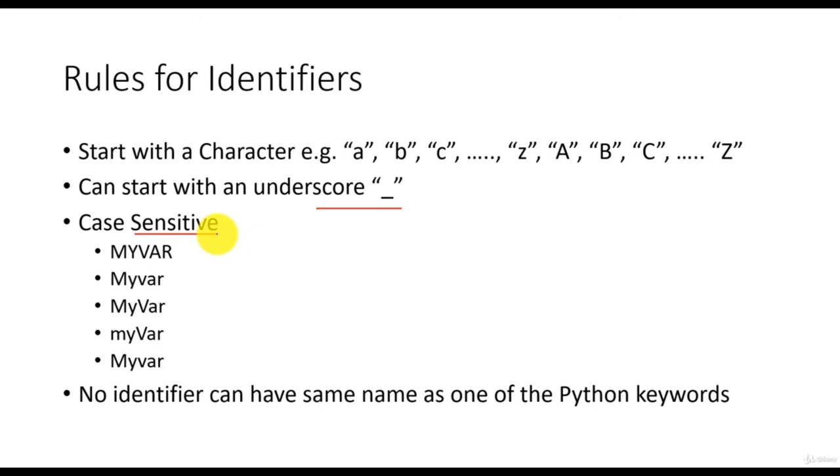Because these are case sensitive, all these variables which are given here are all different. Because in the first case, you see that all the letters are uppercase. In the second example, M is uppercase. In the third example, M and V are uppercase. In the fourth example, this V is uppercase. And in the fifth example, this M is uppercase. Although this second example and fifth example are exactly the same, so these are not different. However, other variables are all different. So it is important to remember that the variable names are case sensitive in Python.